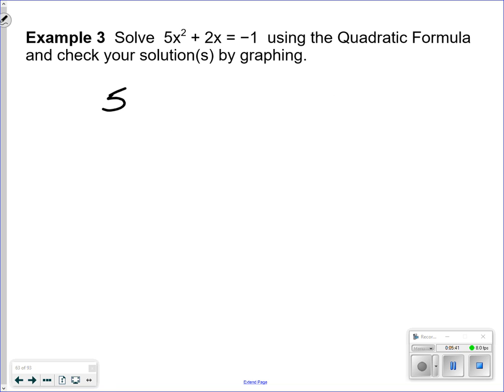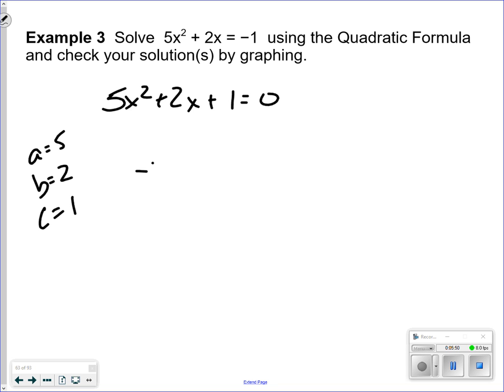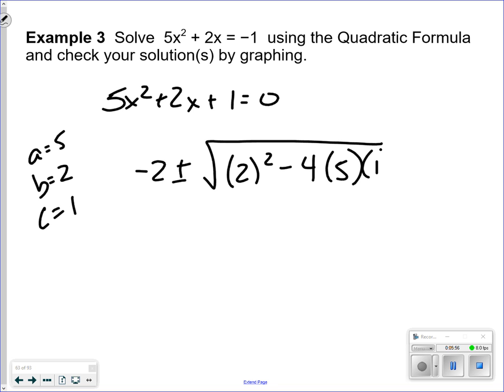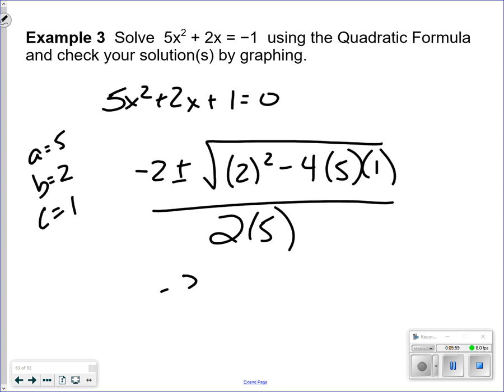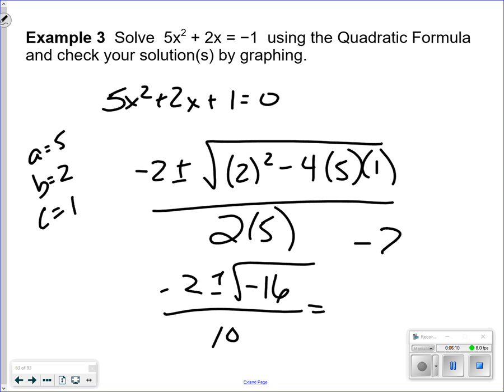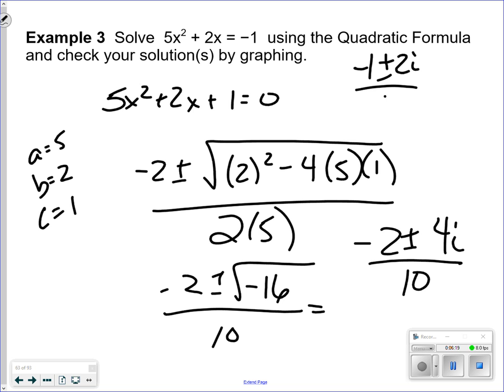Last one, I'm going to let this equal 0. A is 5, b is 2, and c is 1. So negative b plus and minus the square root, b squared minus 4ac, all over 2a. Again, the hard part about this is what's known as the discriminant, the stuff under the radical. So 2 squared minus 4 times 5 times 1 is negative 16. Well, wait a minute. Negative with a square root is an i. So I end up with 4i. And then all of these are divisible by 2. So negative 1 plus and minus 2i over 5 is the correct answer.